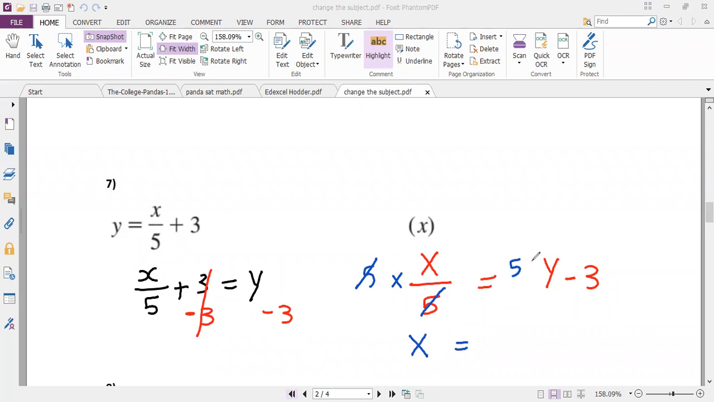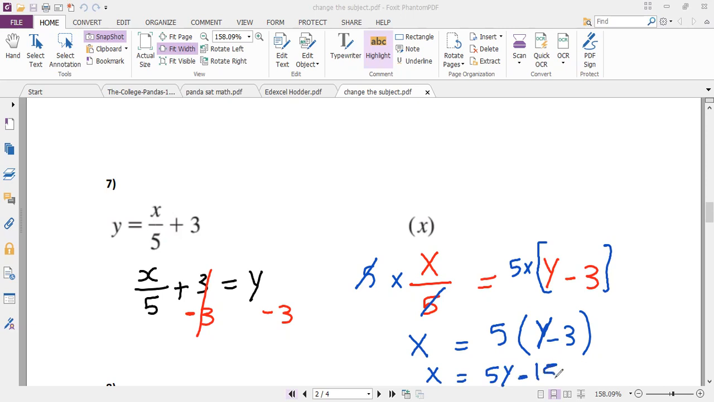So x equals, and 5 is multiplied by y minus 3. So it's 5 multiplied by y minus 3. Don't say 5y, because some students get confused and write 5y. No, 5 multiplied by y minus 3. So we write it as x equals 5 multiplied by y minus 3, or we can expand as x equals 5y minus 15. That's it.